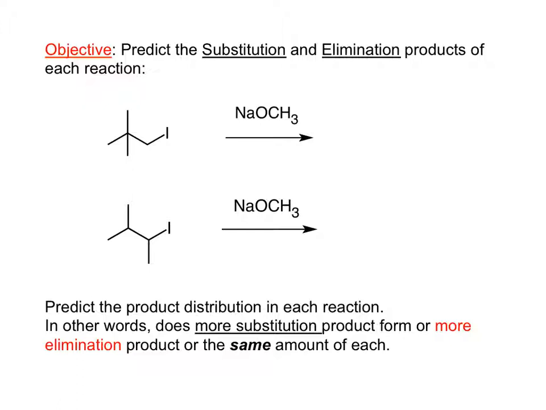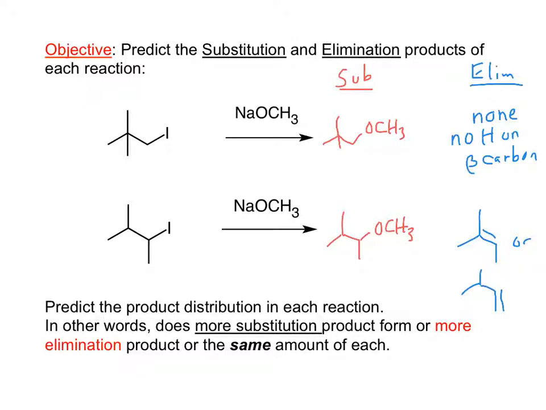So here are the answers. First, I'll draw the substitution and elimination products. For the first reaction, the substitution product is the major product. For the second reaction, the reactant is a secondary alkyl iodide, and the nucleophile is a strong base. So the elimination product is favored. Two possible elimination products form. The major product will be the more stable alkene.